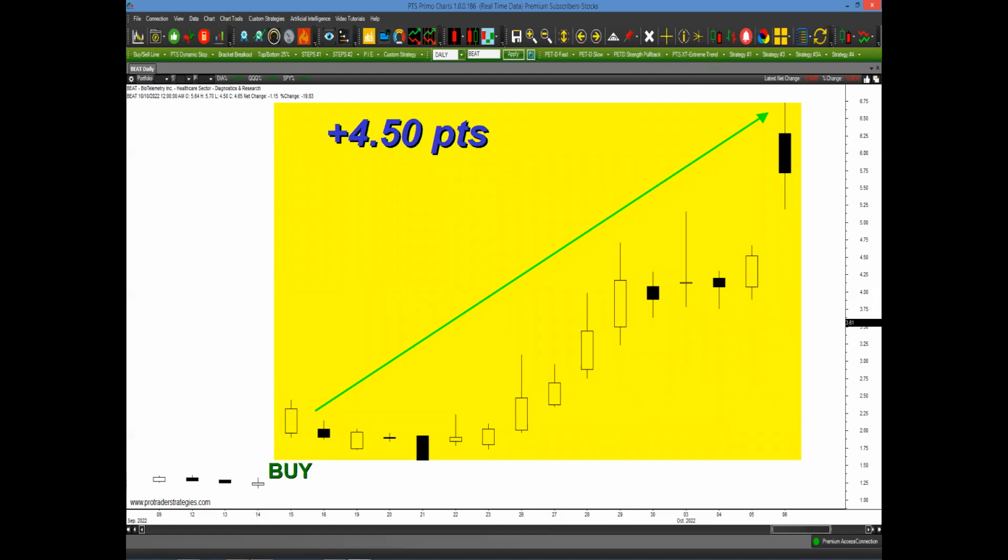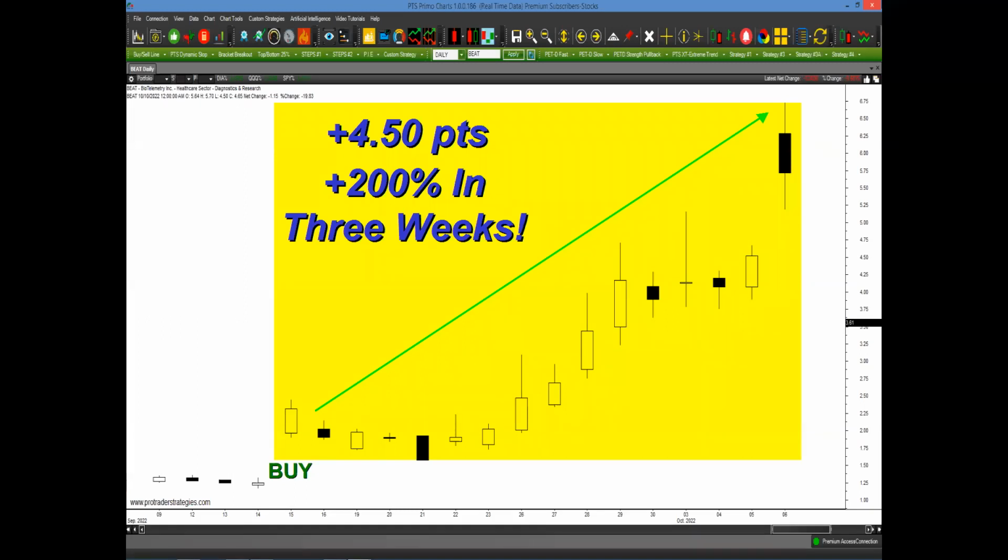Now, I know a lot of you may say, well, 4.5 points, that's not a lot, Steve. But remember, this is an inexpensive stock. That's a 200% price gain in 3 weeks. Think if you bought IBM or Tesla or Google and it gained 200% value in 3 weeks. It's all relative, as I always say. You can trade this on inexpensive stocks. You can also trade it on expensive stocks.